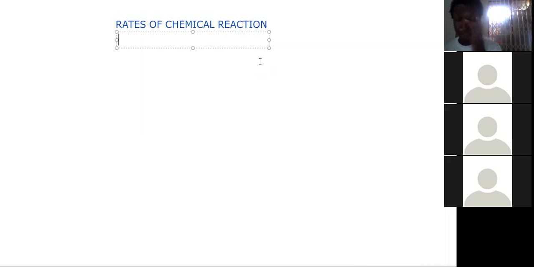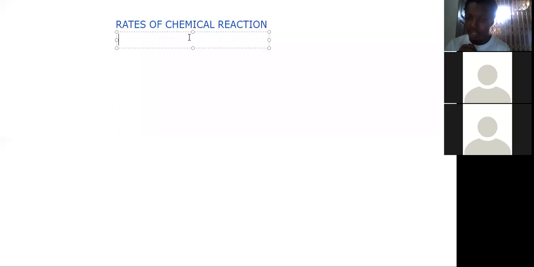So we can say that the rate of chemical reaction can be defined as the amount of reactant consumed per unit time. We can also define it as the amount of product formed per unit time. That is it.